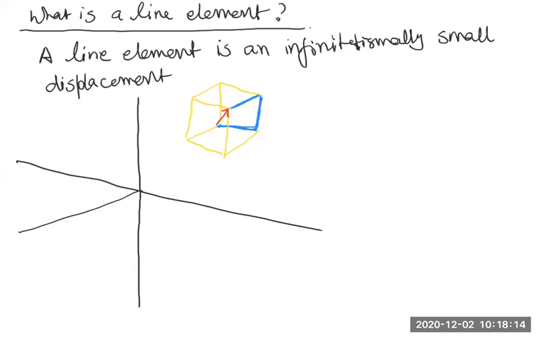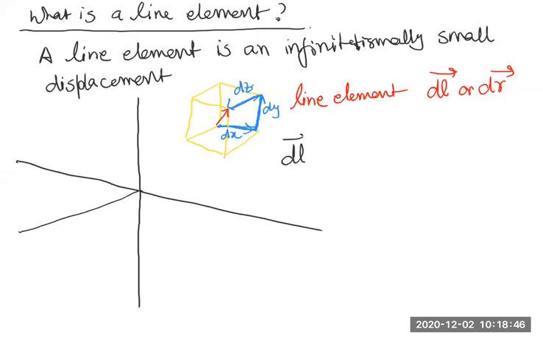So this line element can be written as dl, or you can write it as dr. Right? Dr we have already seen. V is equal to dr by dt wala dr. So why have I drawn these three blue lines? Well, these three blue lines represent the three vectors dx, dy, and dz. So this means that dl or dr can always be written as dx i cap plus dy j cap plus dz k cap.